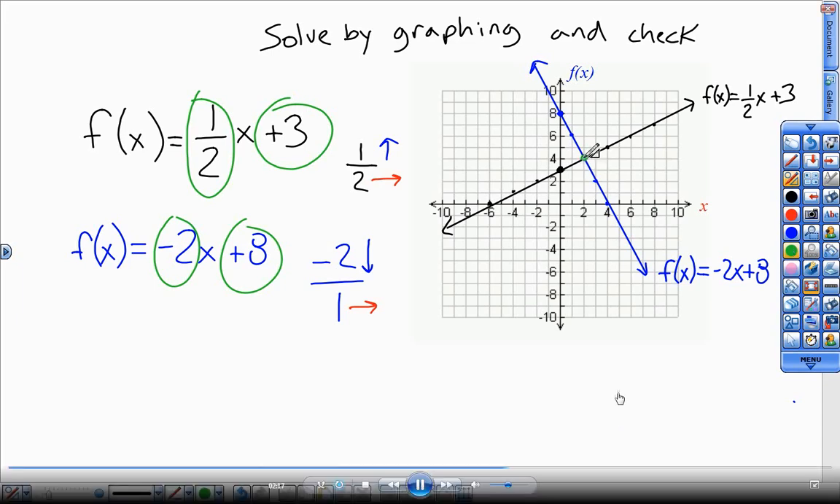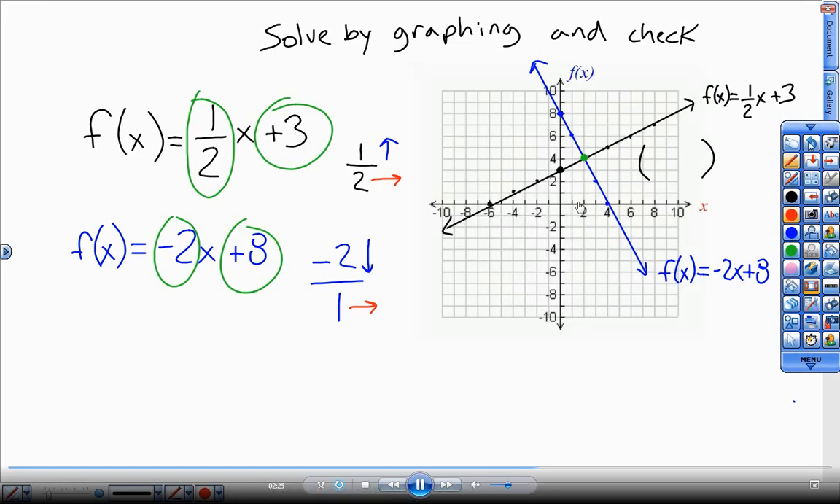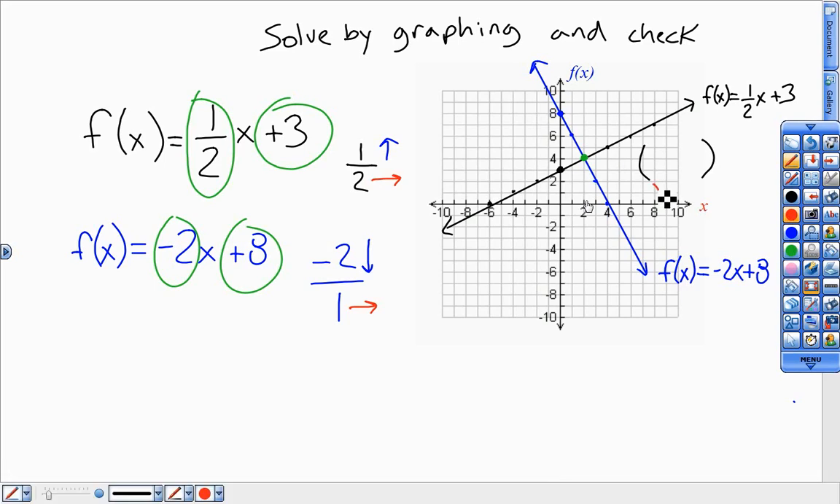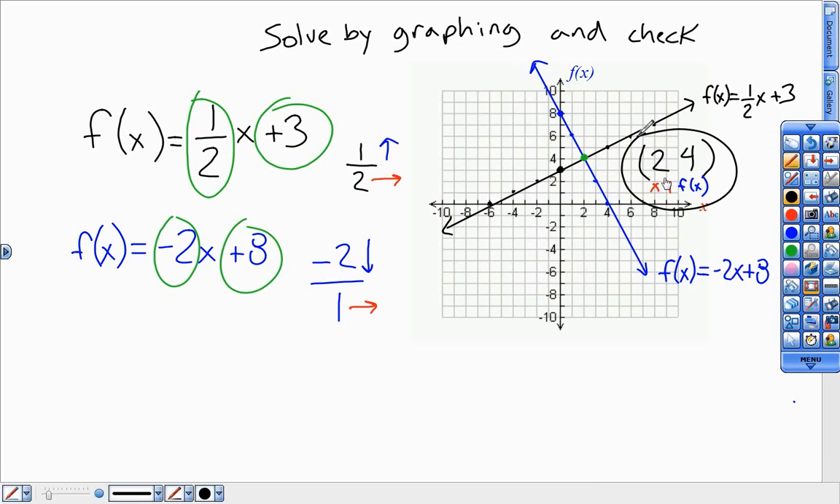I want you to label that point where they come together. That is the coordinate 2 for x, up 4 for y. That used to be y, but it's now f of x. So that point right there, that green point, is 2, 4. The third word is black.